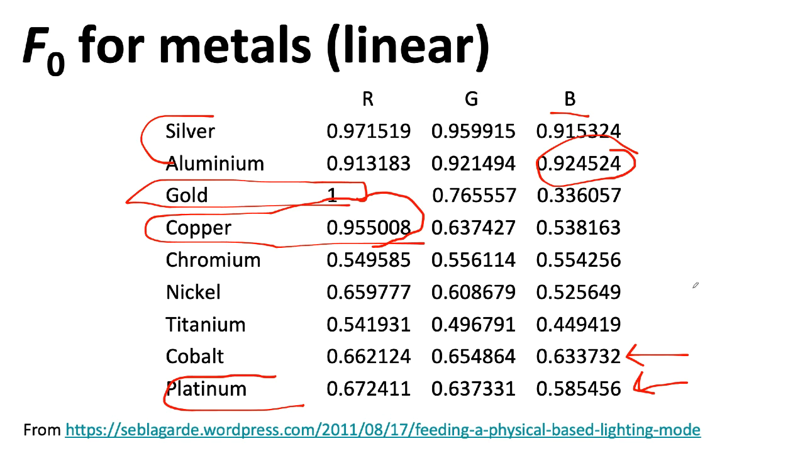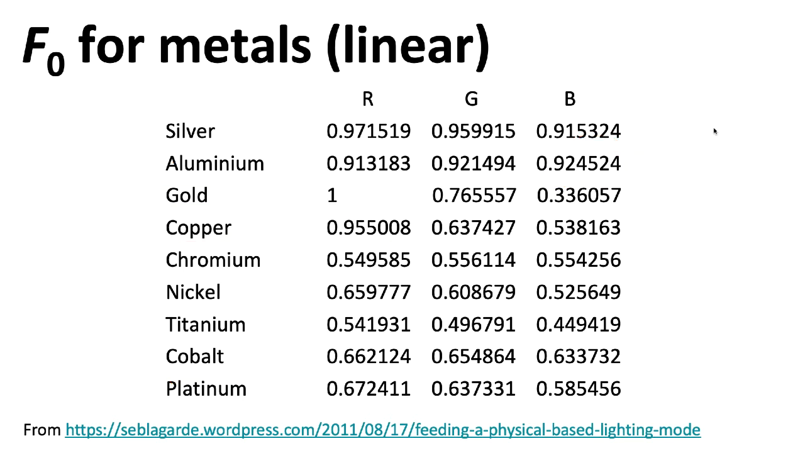Huh, I wonder if there's some weird fundamental law of physics slash chemistry that describes this behavior. There probably is. But anyway, we'll just take these numbers on faith. Remember, though, that for both dielectrics and metals, the specular reflections tend towards white as that angle between the light and the camera increases.